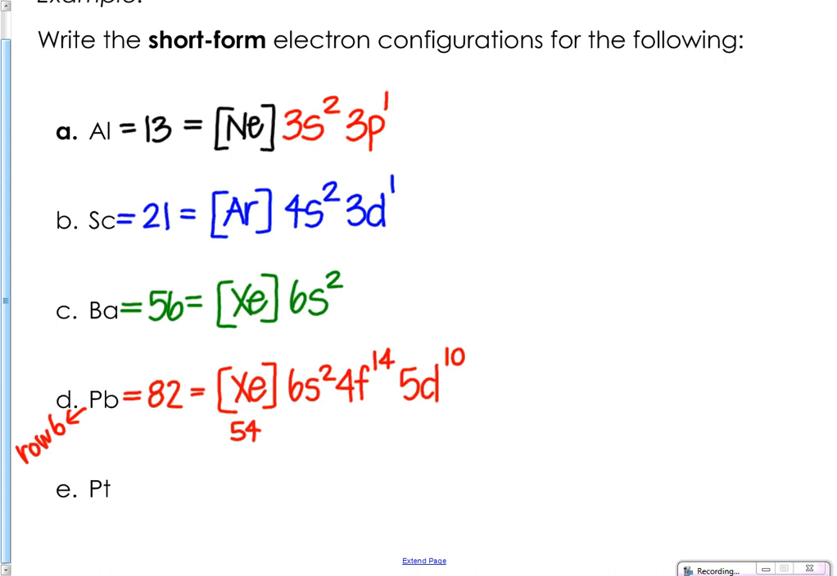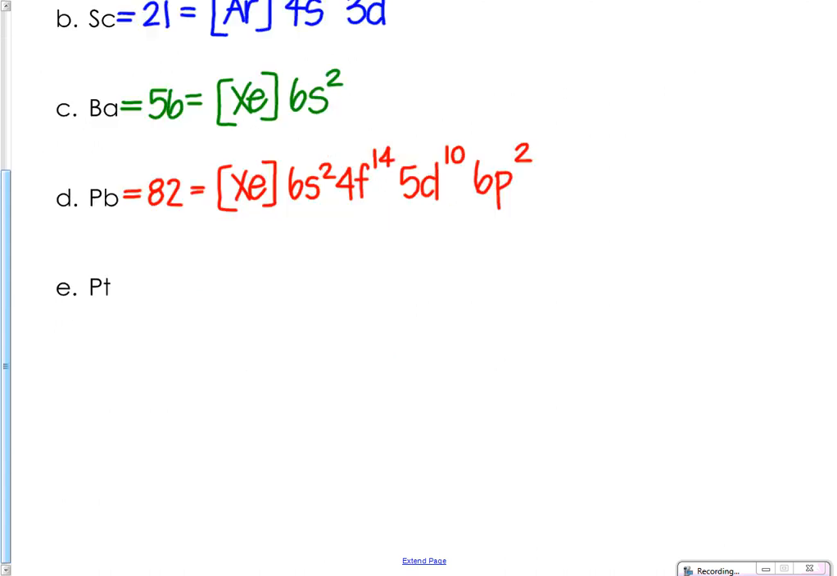Now I am up to 80 electrons. 54 plus 2 plus 14 plus 10 makes 80. I still have 2 left, and they go into the 6p. So I can say 6p2, and I should be done. Now you can always go back and check. Remember, xenon has 54 plus 2 plus 14 plus 10 plus 2 will equal the 82 total that you wanted. And our last practice problem here is for platinum.